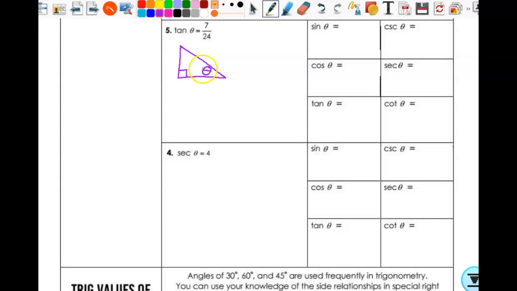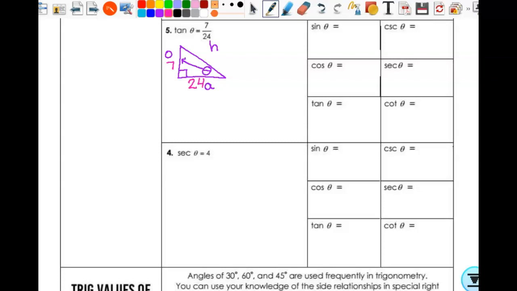And I'm going to label my sides. This is the opposite. This is the hypotenuse. This is the adjacent. And they give me tangent. Tangent is what over what? Opposite over adjacent. So I'm going to put 7 and 24 here. Now, does that mean that's for sure the side lengths of the triangle this came from? No, but it's the reduced ratio of it.